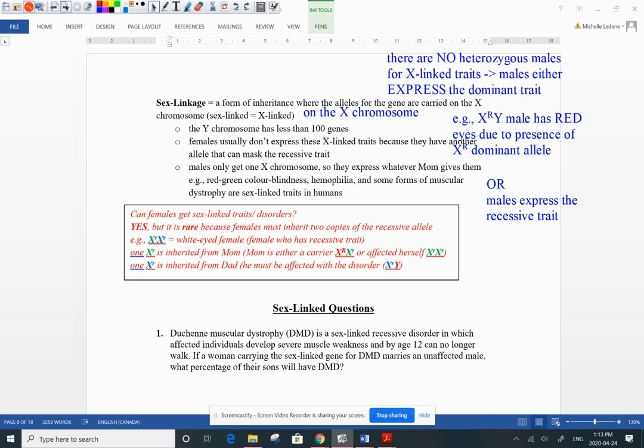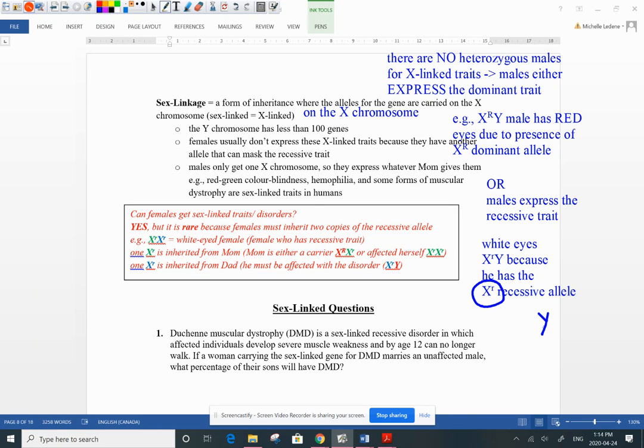What about if he gets the recessive trait? How does that come about? Well, obviously it's because he receives that recessive allele from his mom. He's not got a second allele from dad. His second chromosome from dad is Y, not an X. He's got no way of masking this recessive, and so he gets the recessive trait. He either expresses the dominant or expresses the recessive.